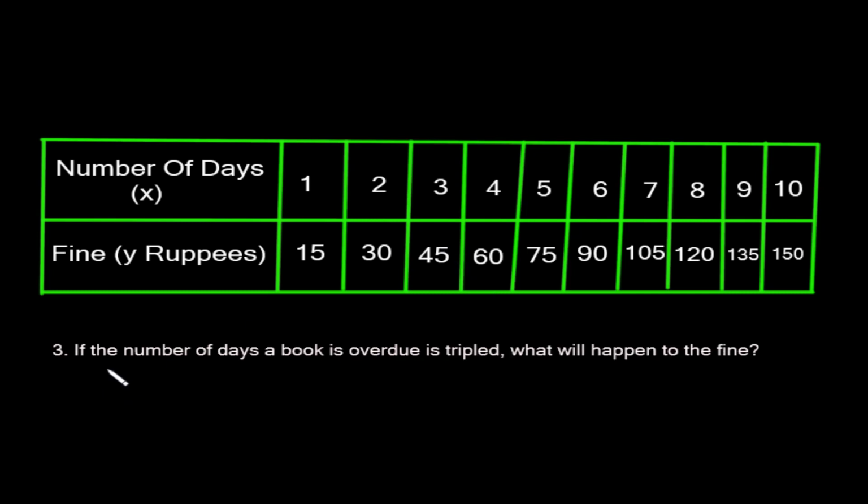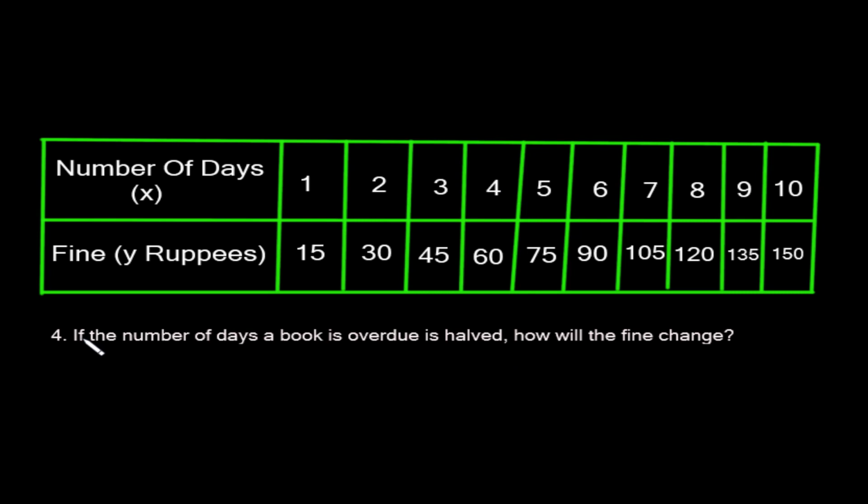Now in this question, if the number of days a book is overdue is tripled, what will happen to the fine? It's simple. As we checked for double, now for 1 day it will be 15. Now this triple is actually 3. So for 3 days, it's 45. So 45 is the triple of 15. So as the number of days a book is overdue is tripled, the fine will also be tripled.